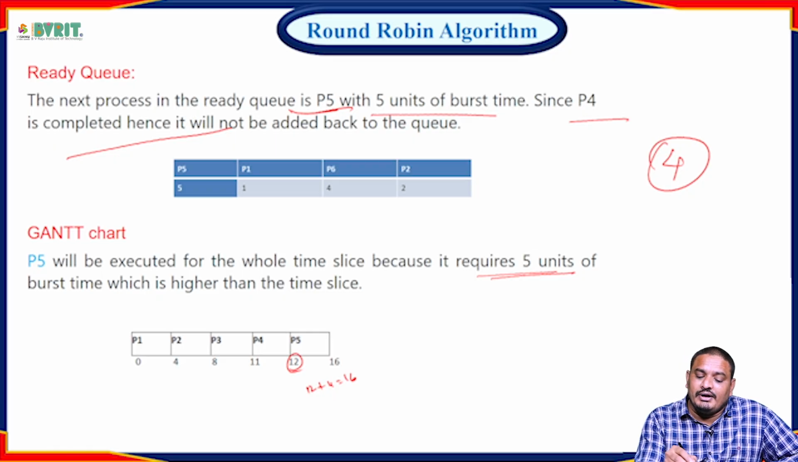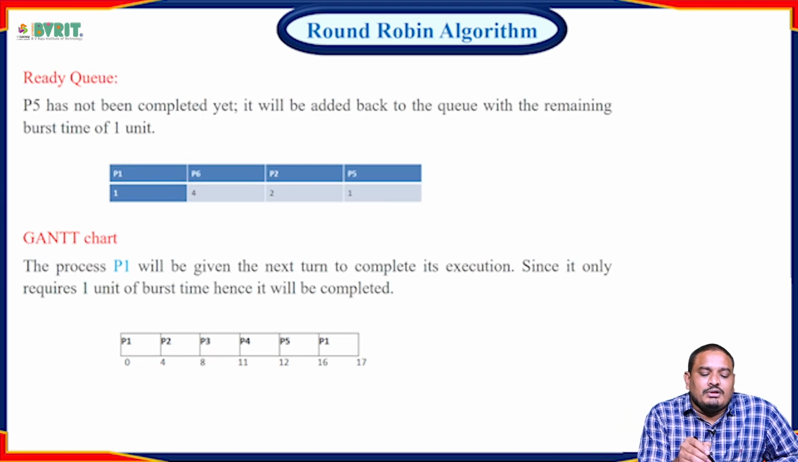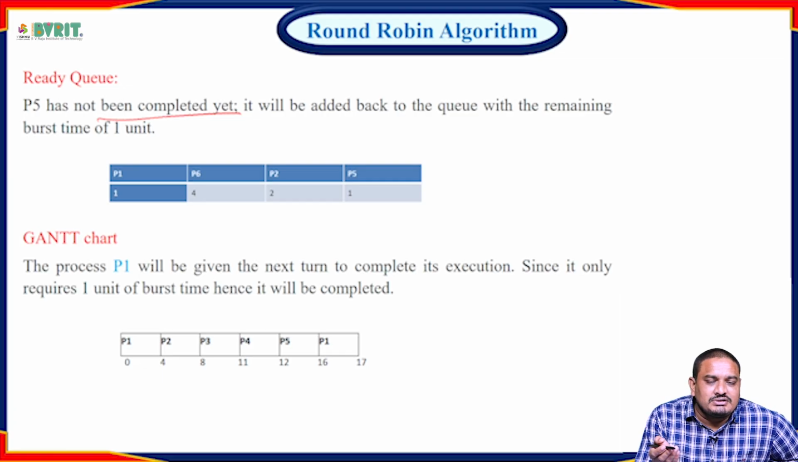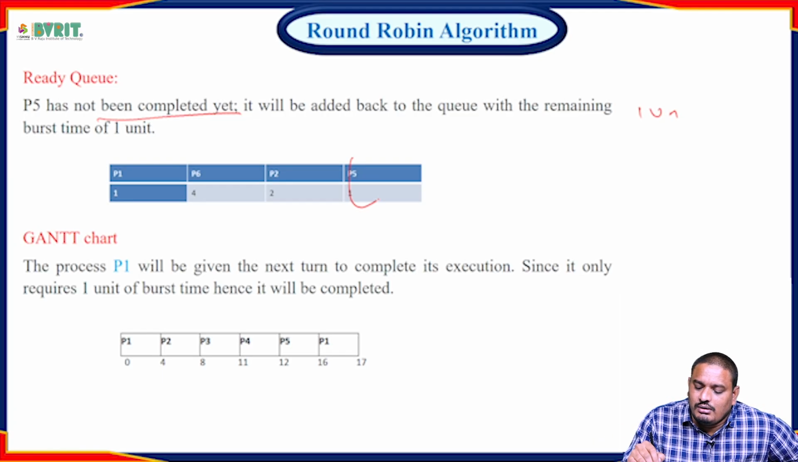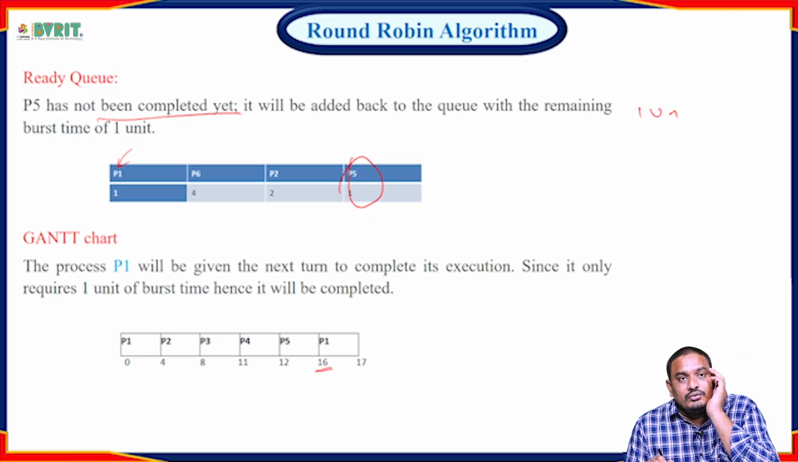The remaining 1 unit is available because the burst time is 5 and the quantum time is 4. This 1 unit will be executed after the next process in the ready queue. P5 is not completed because 1 unit is left, so it will come back to the ready queue after the P2 process. Here P1 is ready to execute. P5 is completed at 16 units.